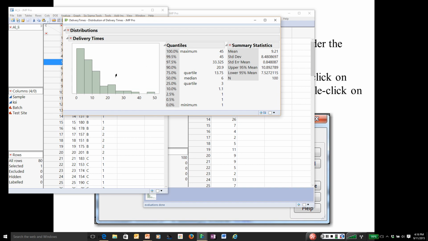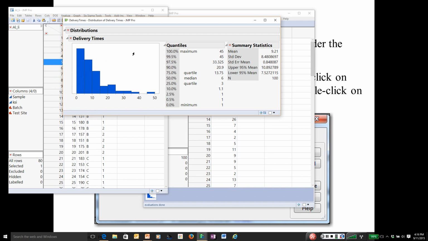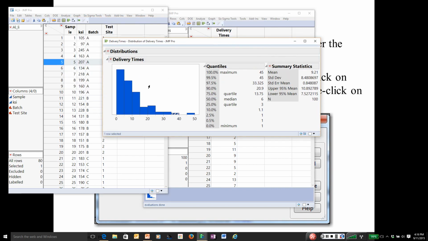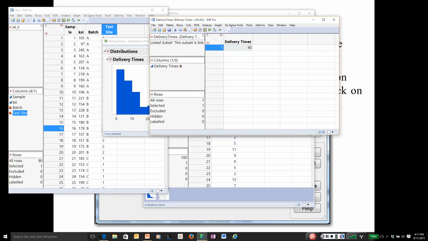And also, again, in any JMP graphic, put the cursor in the middle, right click, and up comes a menu of further options. So maybe I want to change the color. I'm not going to do much with this. Okay. And so we changed it to dark blue. Also, keep in mind, and we're going to make use of this later on, that the histogram is always tied to the spreadsheet.